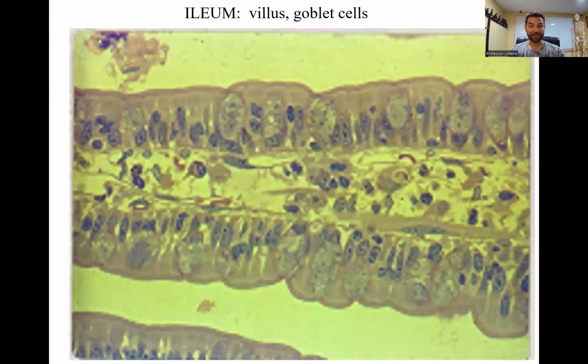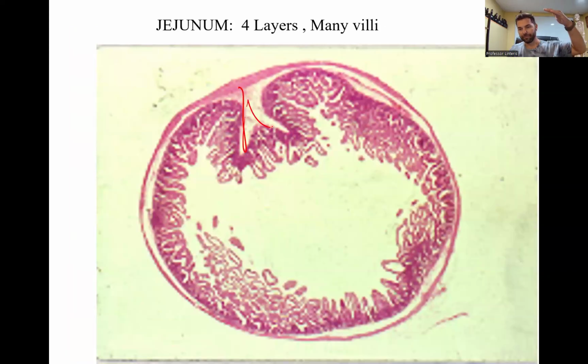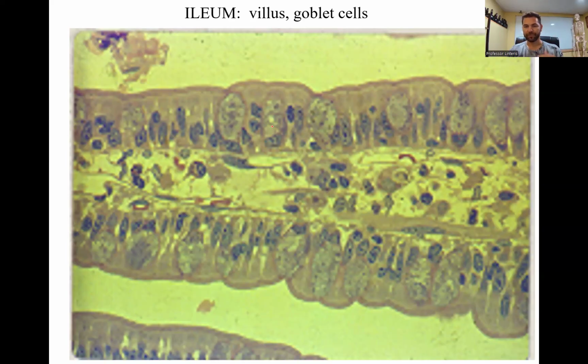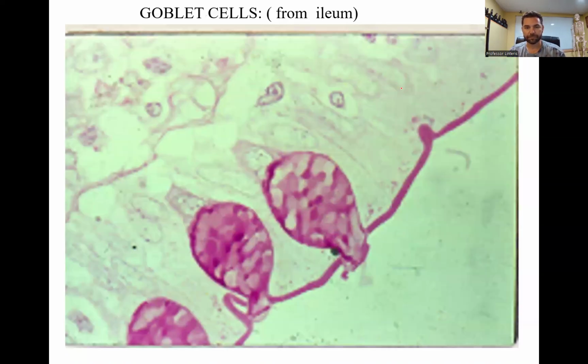This is the ileum, right? So we're going duodenum, jejunum, ileum. This is just showing you one of the villi. In there, we have some goblet cells which secrete mucus throughout the digestive system, but it's just highlighted here. Ileum. These are goblet cells, right? They secrete mucus. You just saw that.